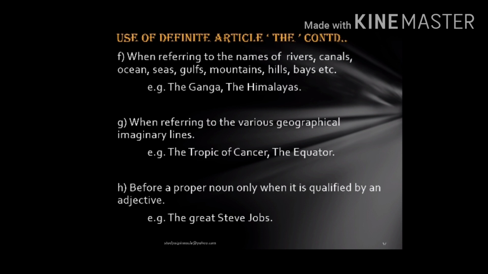We have to use "the" when you are referring to the names of rivers, canals, oceans, seas, gulfs, mountains, hills, bays, etc. We say it as the Himalayas, the Ganges, the Indian Ocean. So these are the places where you need to use "the." Also, when referring to the various geographical imaginary lines, all those lines on the globe, you have to use the Tropic of Cancer, the Tropic of Capricorn, the equator, the prime meridian. All these you have to use "the" when you are referring to these geographical imaginary lines.